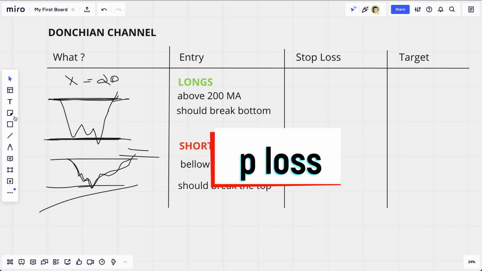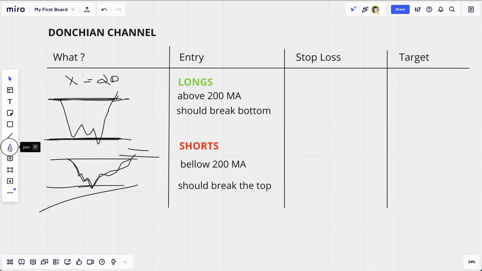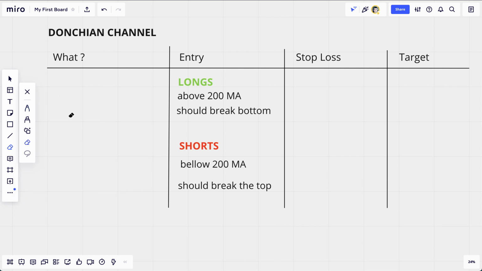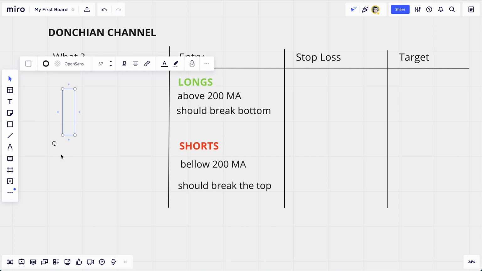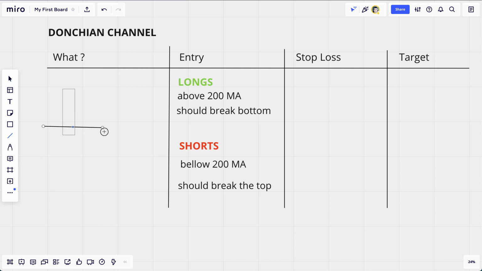The stop loss will be the low of the candle. So to calculate the stop loss, let's say you have here a candle. This is the bottom of the channel, and the next day you buy, and let's say the price is here the next day. Okay, and the moving average is below, so you're gonna go for a long. Where is gonna be your stop loss? Your stop loss is gonna be here.